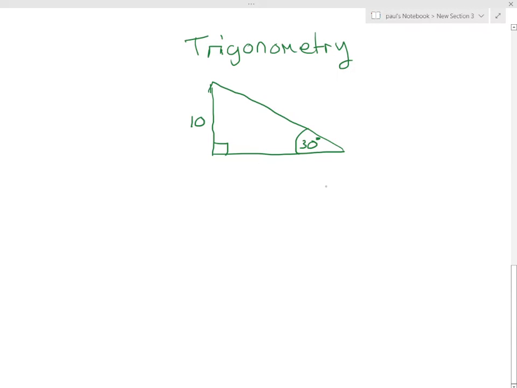That's it, yeah? We'll find the long side. So all we've got is one side and one angle. So first of all, we need to label up the sides. The longest side of a triangle is always called the hypotenuse. Always. Opposite the right angle is the hypotenuse.